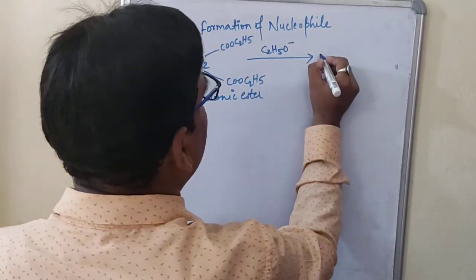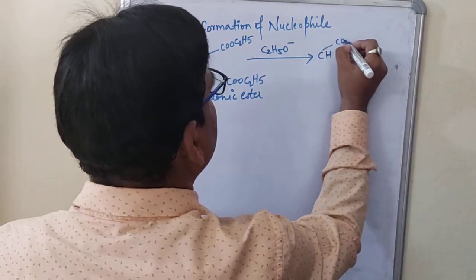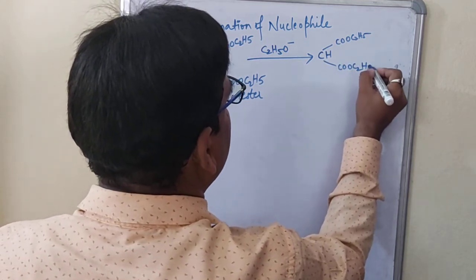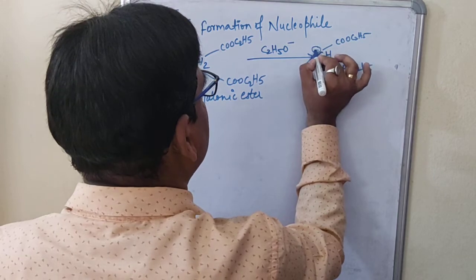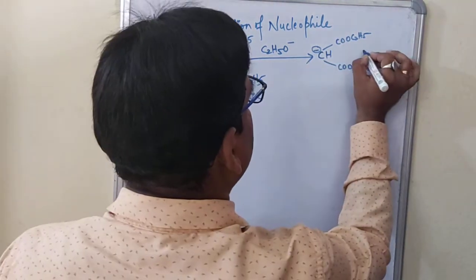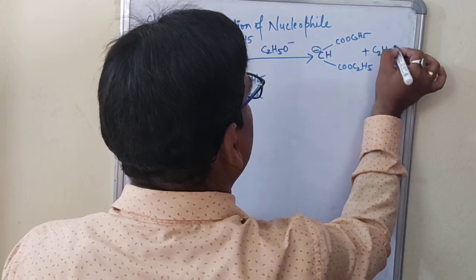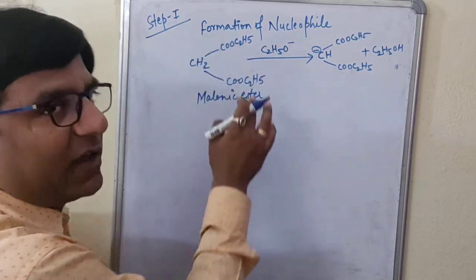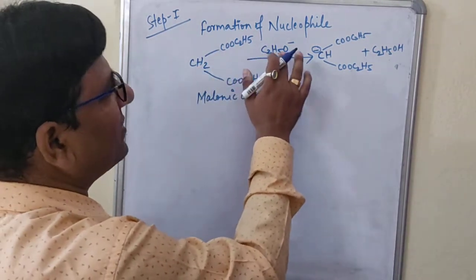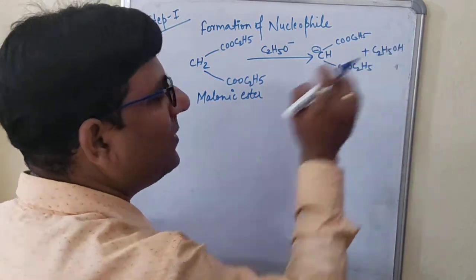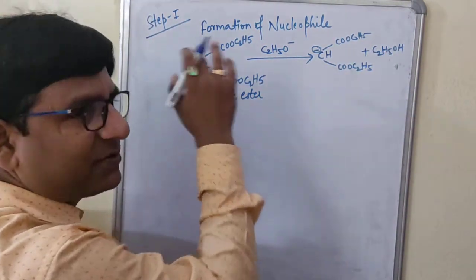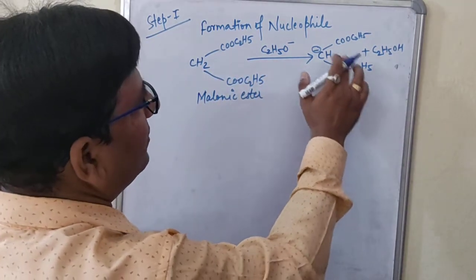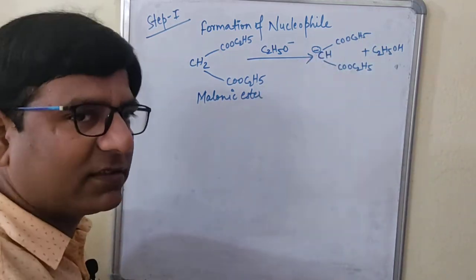Ethanol. Now here we will write CH(COOC2H5)(COOC2H5) with a minus charge, plus C2H5OH. Because this hydrogen, the proton that has moved out, that is H plus, is going with this C2H5O minus to form C2H5OH. One hydrogen has been abstracted from this active methylene group, so that is why we are writing CH(COOC2H5)(COOC2H5), and the minus charge is on this carbon atom.